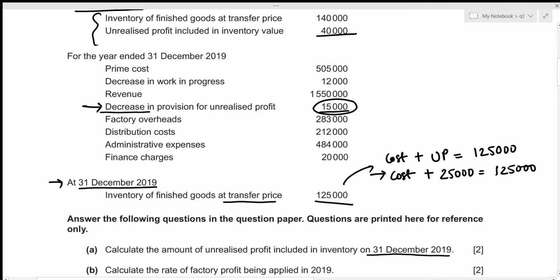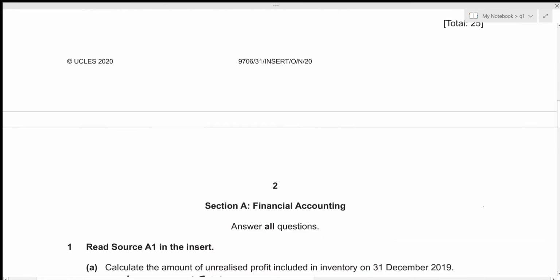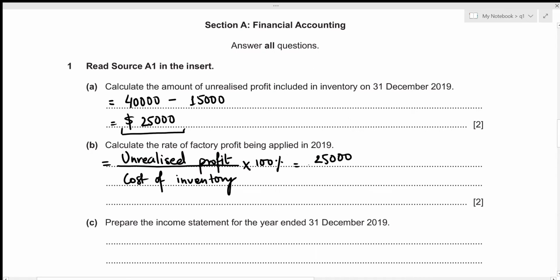Okay, now this is a very simple equation. We can easily figure out our cost of inventory. That is going to be 125,000 minus 25,000, which results in the value of 100,000. So let's substitute this value into our formula. So divided by 100,000 times 100%.